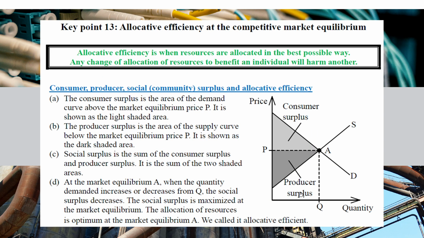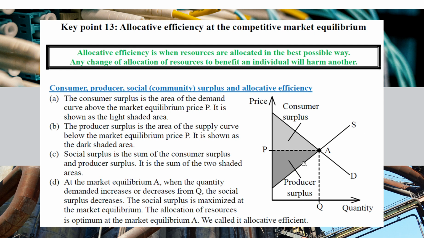This is the diagram. Allocative efficiency in the competitive market equilibrium. This is the demand curve. Remember what the demand curve is? The demand curve is the price the consumer is willing to pay. But actually the market price is here. So before Q, all the demand curve is above the market price, right? So the consumer is willing to pay more. This light gray area is the consumer surplus. So the consumer surplus is the area under the demand curve above the equilibrium price P. It is shown by the light shaded area.